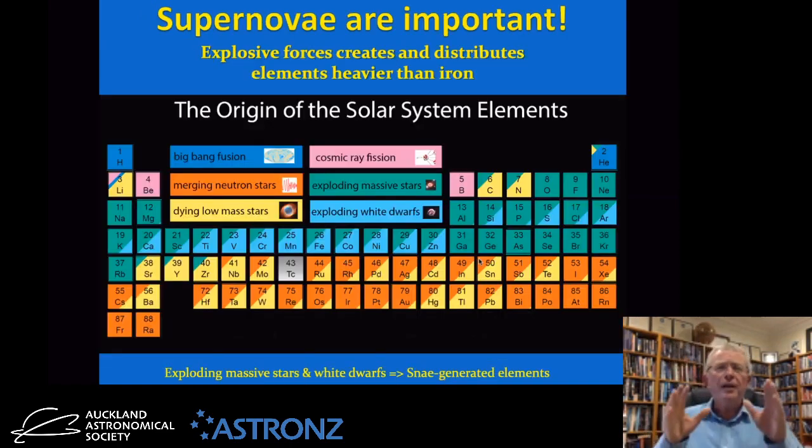Now, supernovae are important, as I hinted at before. Massive explosive forces are involved, and when this happens, you're getting particles just rammed together, and that creates a lot of the heavy elements beyond iron that get scattered throughout the universe. And the supernova does two things. One is the explosive force brings together elements to forge and create heavy elements, and that's another whole talk which we'll be doing next month.